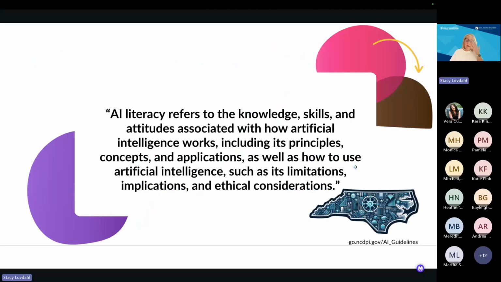So, in our AI guidance document, one of the quotes that we see under the section that talks about what AI literacy is, is this quote from TeachAI that says AI literacy refers to the knowledge and skills and attitudes associated with how artificial intelligence works, including its principles and concepts and applications, as well as how to use artificial intelligence and its limitations, implications, and ethical considerations.